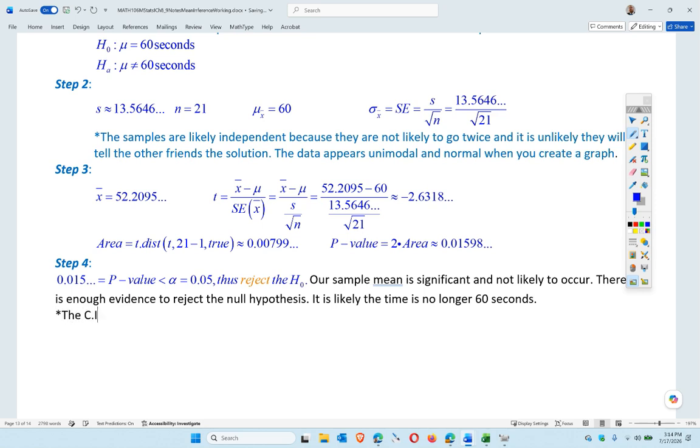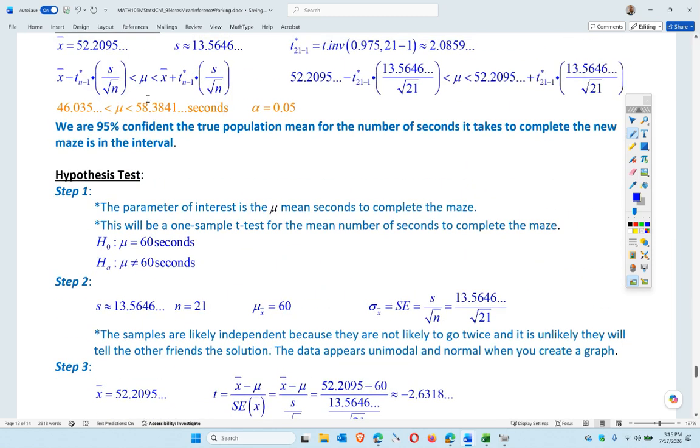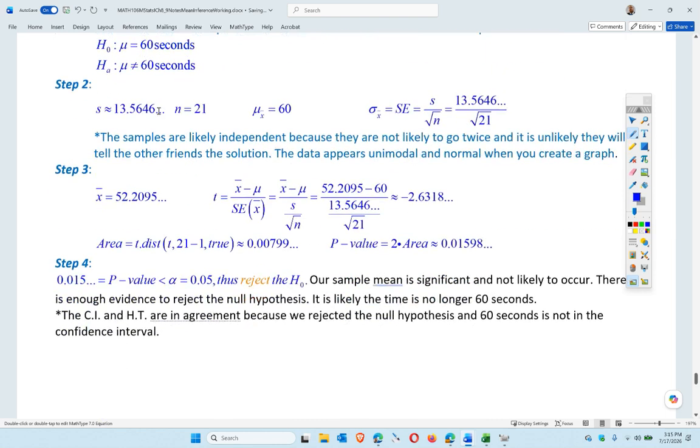The confidence interval and hypothesis test are in agreement because we rejected the null hypothesis, and 60 seconds is not in the confidence interval, right? So we rejected it, and we go back up to here, and look, 60 seconds is clearly on the high side, isn't it? It's up here, correct? So the actual times are showing less than 60 seconds based on what we have here, okay?